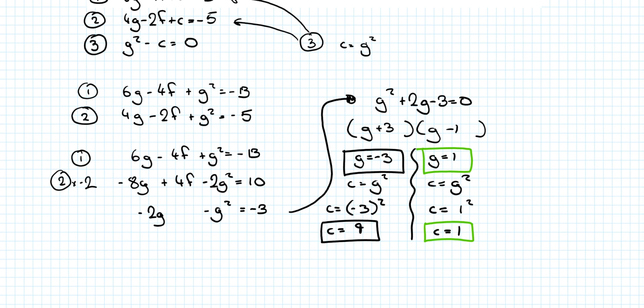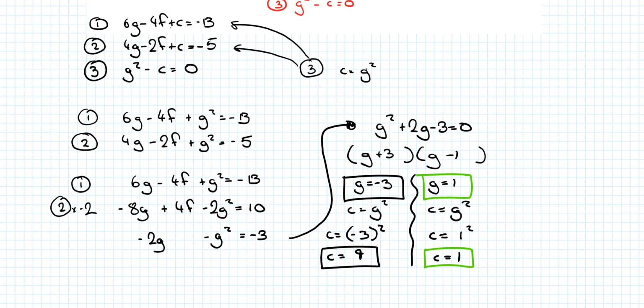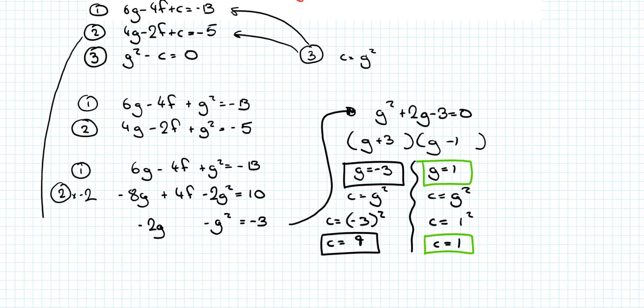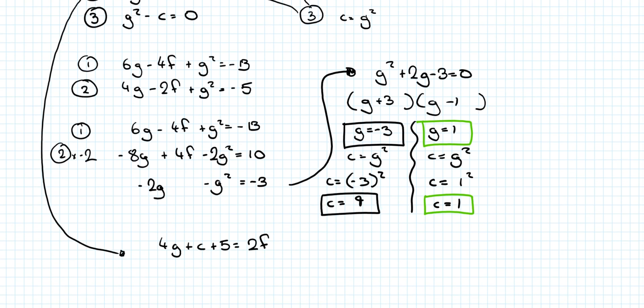I can find f from equation 1 or equation 2. Neither of them look easier than the other, so I'm just going to take equation 2. I'm going to manipulate it. 4g plus c plus 5 is equal to 2f. F is equal to, I'm going to divide everything by 2, or multiply everything by a half, 2g plus a half c plus 5 over 2.